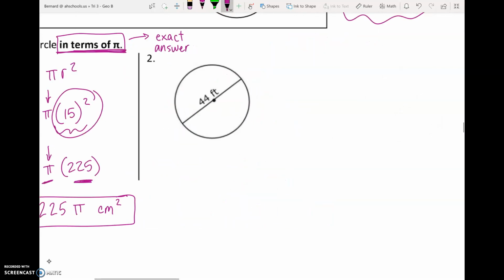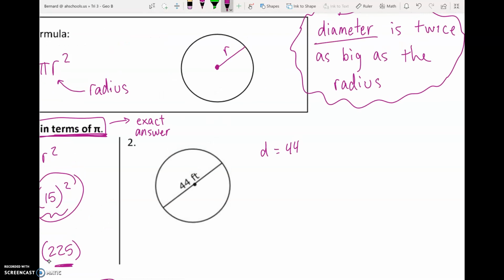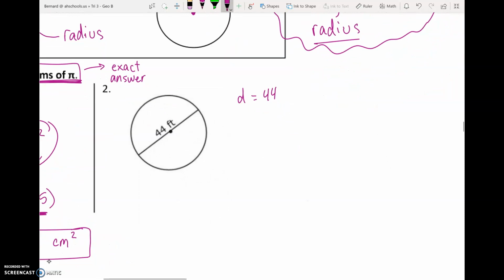All right, so let's do that again. But there's a problem here in number 2. In number 2, we know the diameter. That line's going all the way across the circle. So if our diameter is 44, and remember, diameter is twice as big as radius, we need to divide that by 2 to get the radius. So our radius is going to be 22 then, right? The whole thing is 44. What that's telling us is half of it is 22, the other half is 22, because both halves are radiuses, and then put together it's 44.